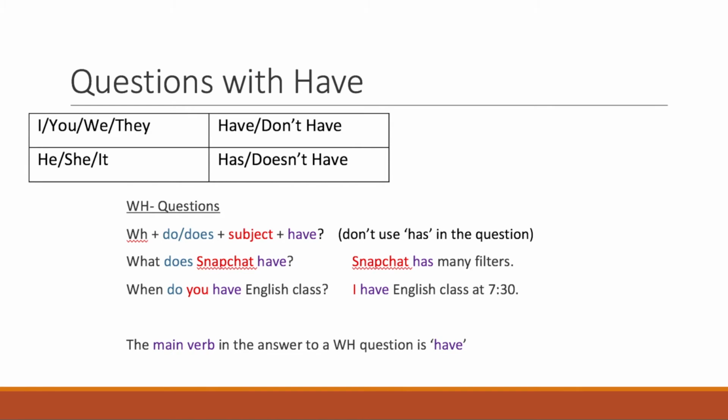Some examples. What does Snapchat have? In this question, again, we have our helping verb, does, the subject, Snapchat, and the verb have. Again, we're using does because Snapchat is an it. The answer: Snapchat has many filters. Another example: when do you have English class? Again, the subject in this question is you, so we must use do. The verb is have. When do you have English class? I have English class at 7:30.